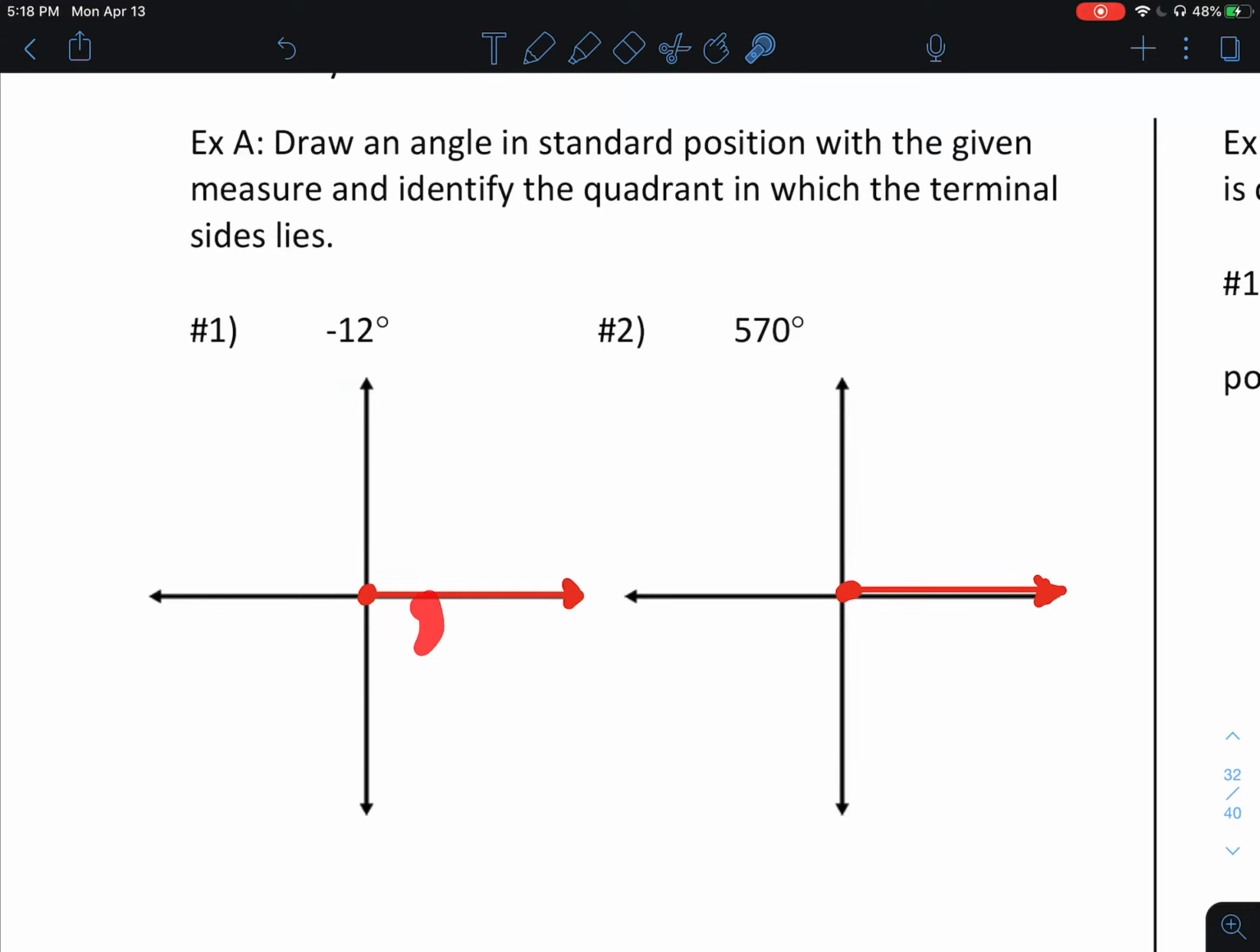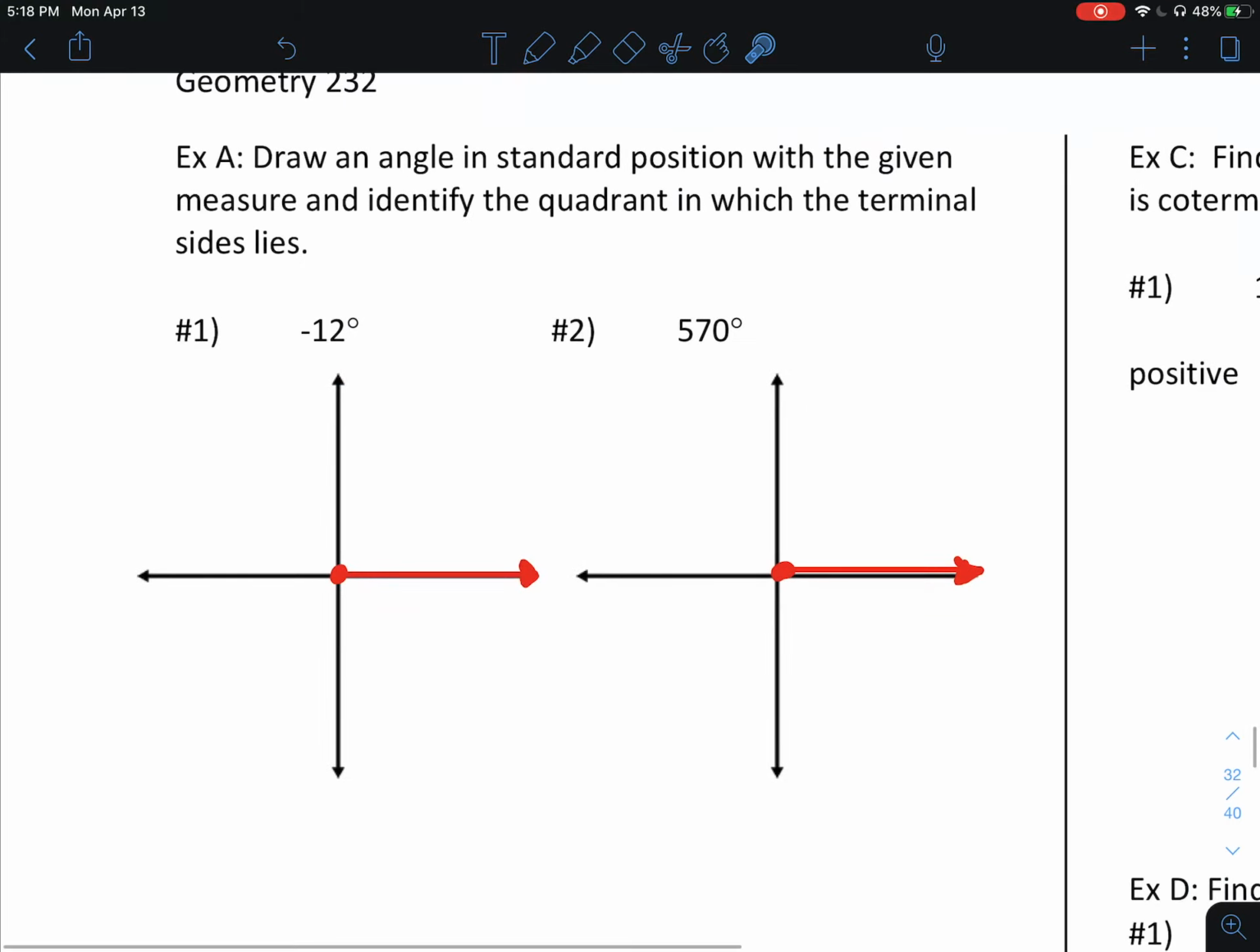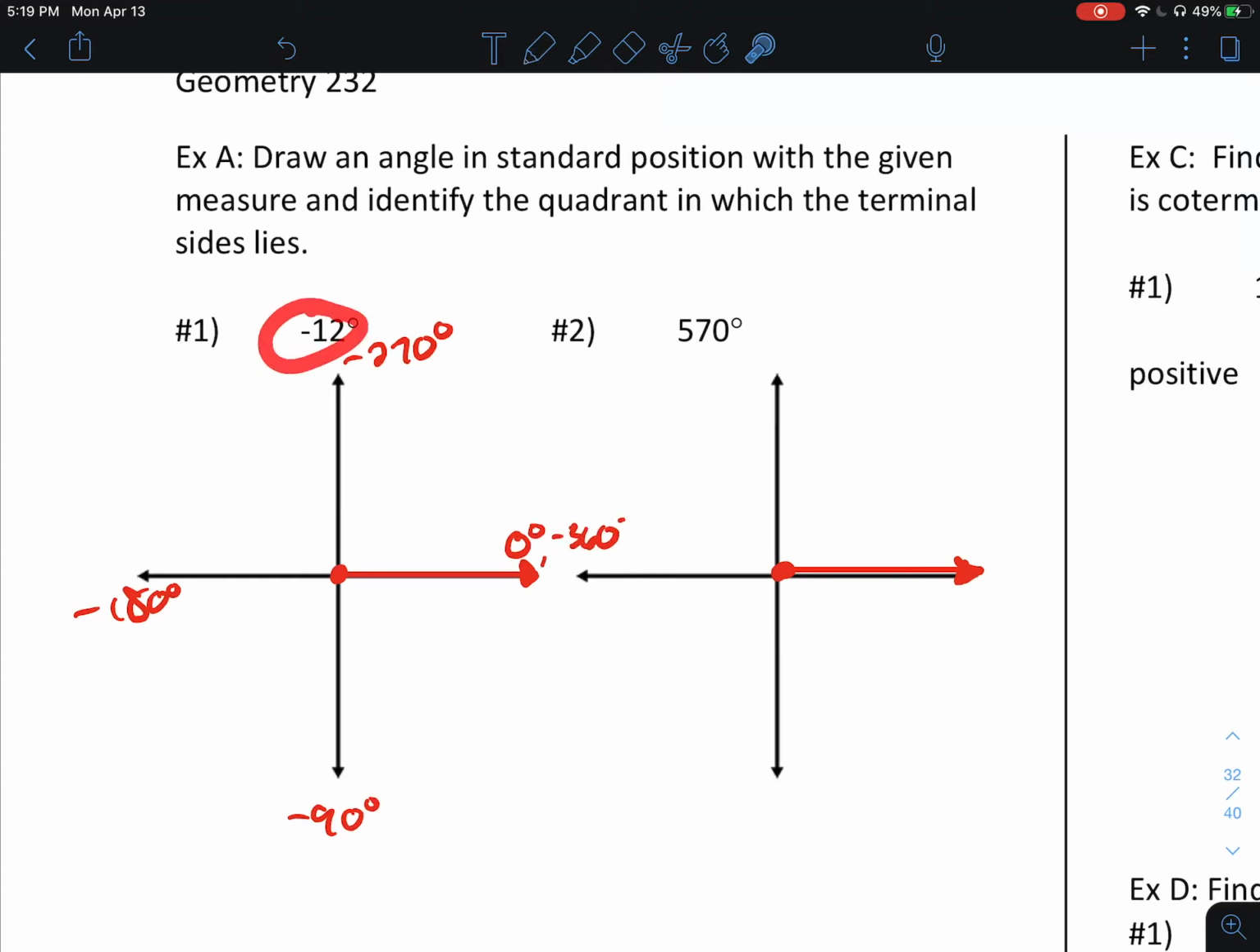-12 means going in the clockwise direction. Now, a lot of times it is helpful to label your quadrantal angles. I'm going to do that. We got 0 degrees, -90 degrees, -180, -270, and then -360. -12 falls between which pair of numbers? Well, it falls between 0 and -90.